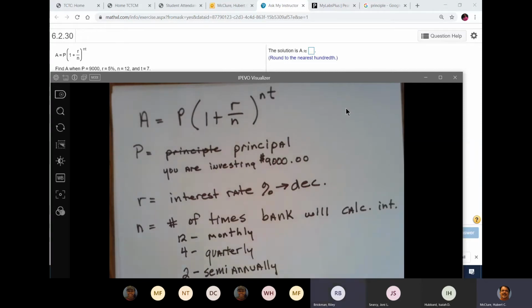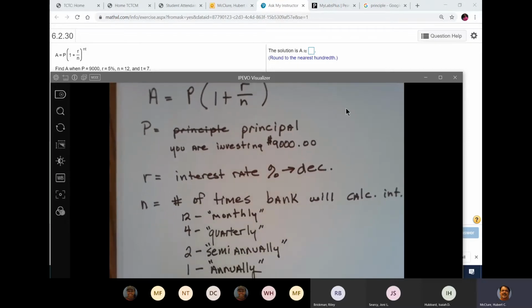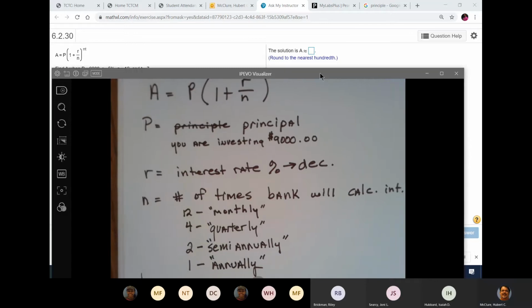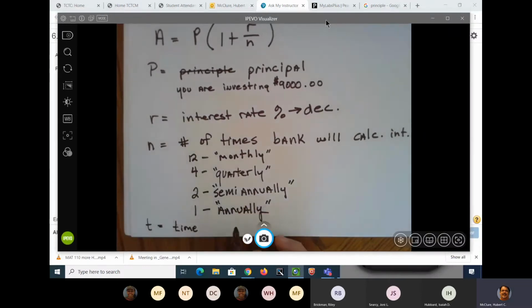Okay. Now, I give you these because sometimes you're going to see these words in the question. I'm not talking about in my test. I'm talking about like on a standardized test. And if you ever see those words, that means that you got to type in that number for N. And the last thing, I think that's it, T. T is equal to time.